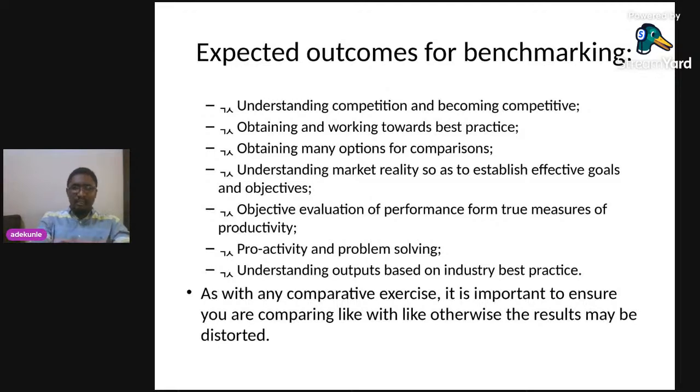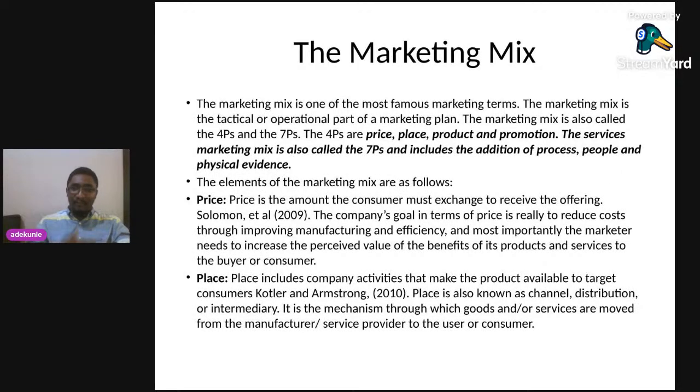So as with any comparative exercise, it is important to ensure that you are comparing like with like, otherwise the result may be distorted. You are comparing rice with rice and beans with beans, so you get the good results you want. Then of course, that is that for measurement and performance measurement within the supply chain.